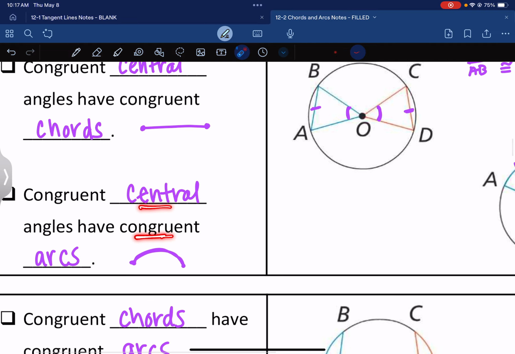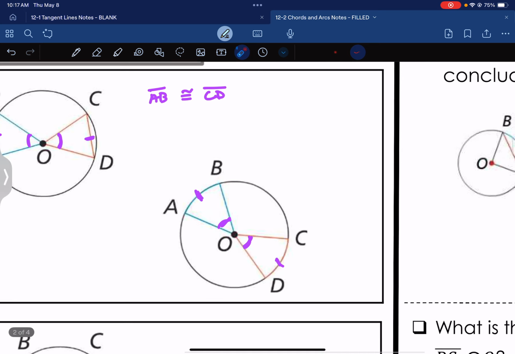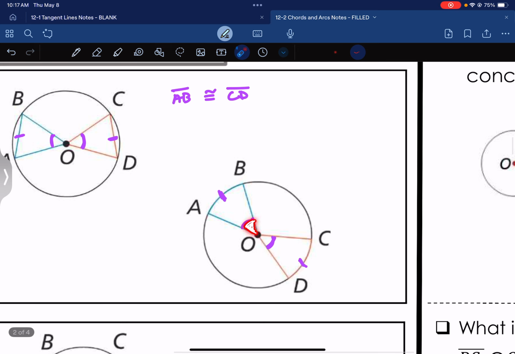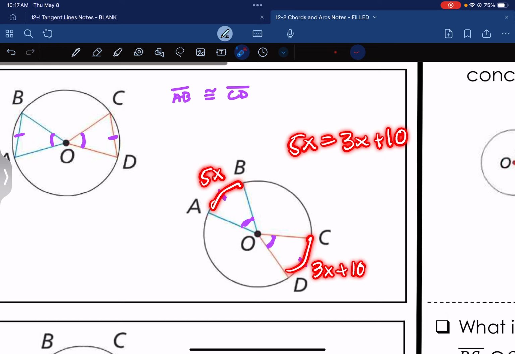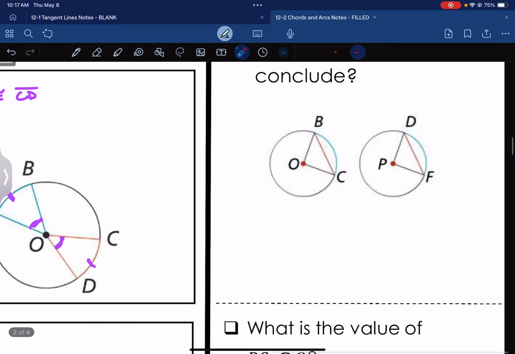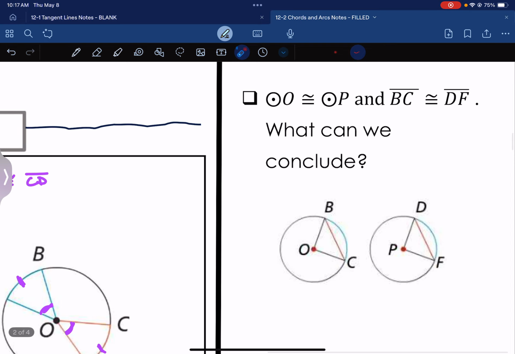This one says congruent central angles have congruent arcs. Arcs are the curved one, okay, the curved. So if these two angles are congruent, then this arc here, whatever measurement or number that is, is equal to that. So if this is 10 here, this is also 10. Or let's say this was 5x here, and this was 3x plus 10, and these are congruent, so they're equal to each other, we can say 5x is equal to 3x plus 10, right? Because they're congruent.